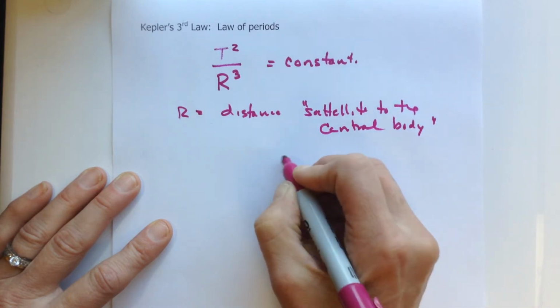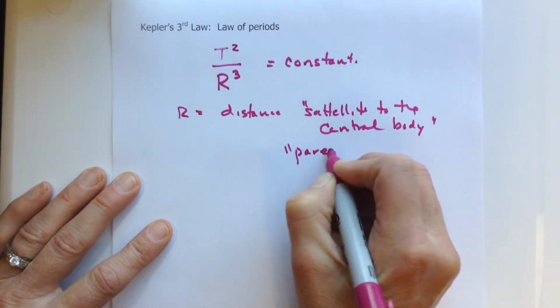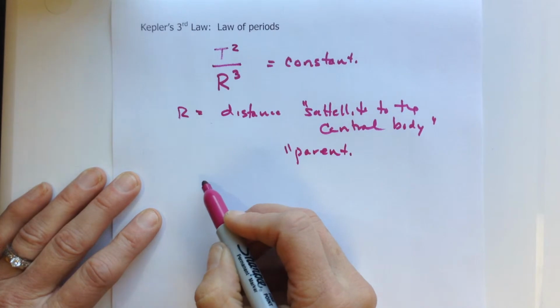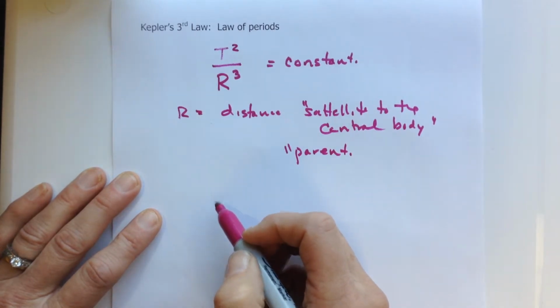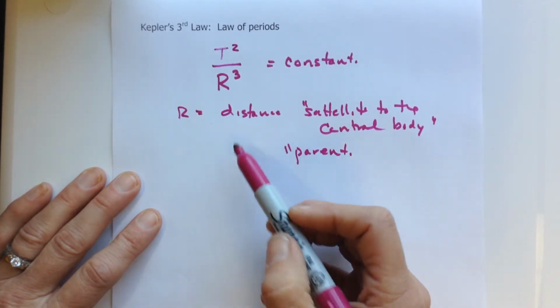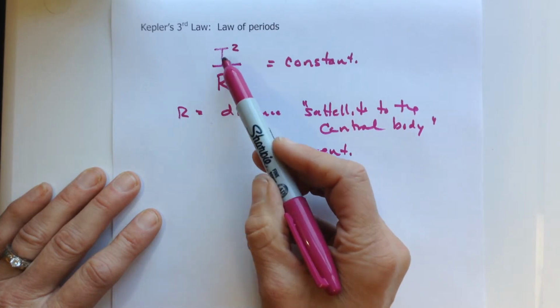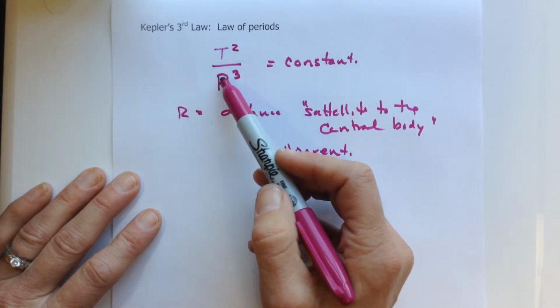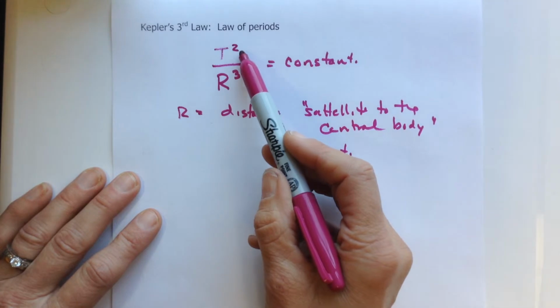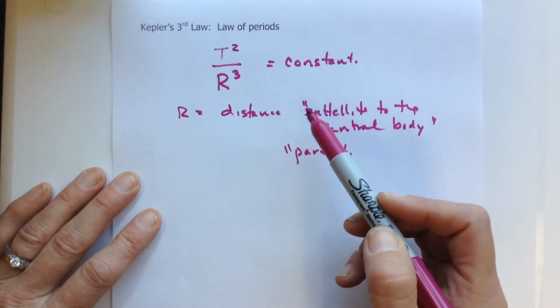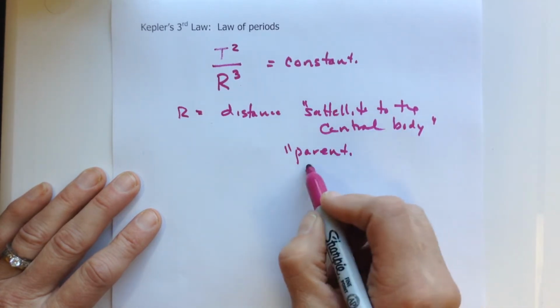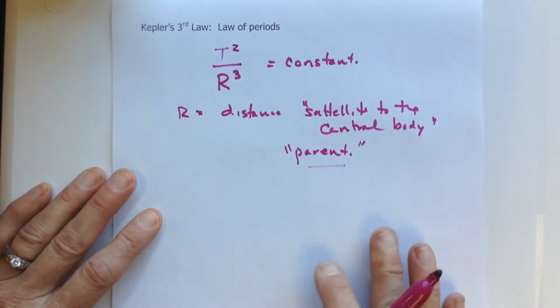And that central body is called the parent. So what do I mean by this? That means if I have the Earth orbiting around the sun, the sun would be the parent and the Earth would be the satellite. Basically what Kepler discovered is that he did the same ratio for, say, Jupiter or Mars or Mercury. That ratio of T squared to r cubed would be the same for all the planets, as long as they had the same parent, or the sun, at the center.